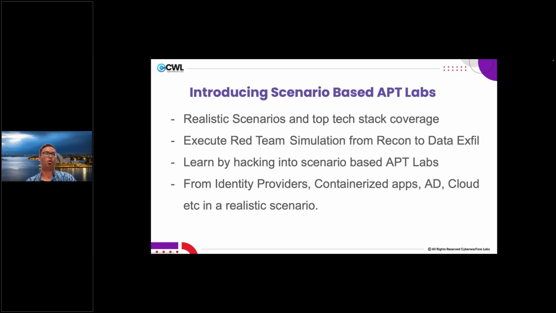So our domain is very wide. We will be covering, and we have covered, things related to identity providers, containerized applications, AD, cloud, etc., and a lot of other things in a realistic scenario. So that is what our offering is.